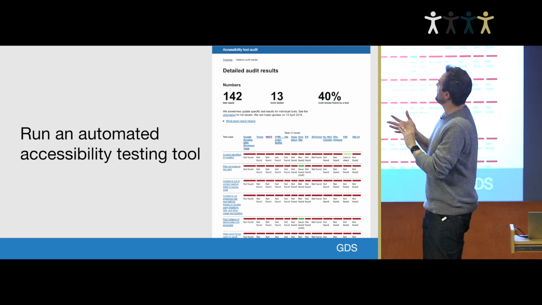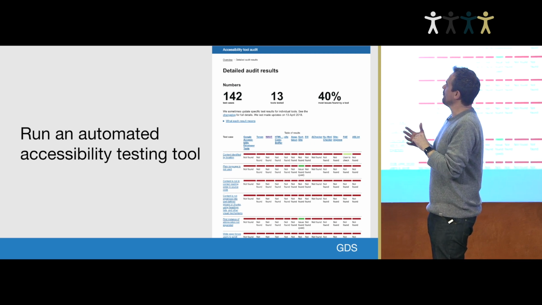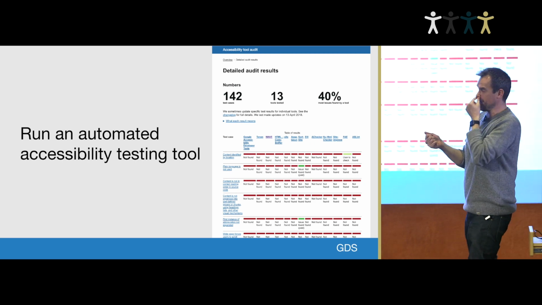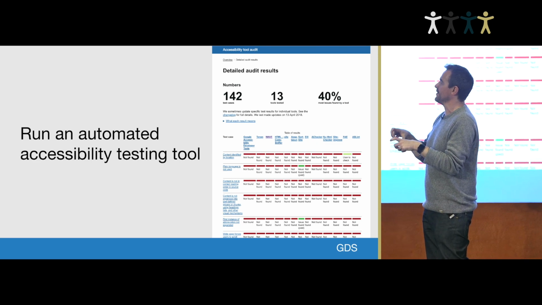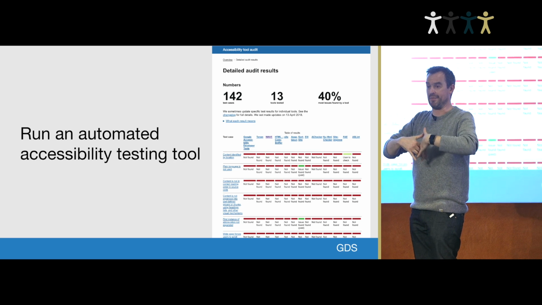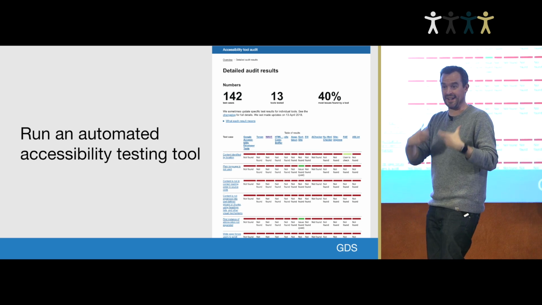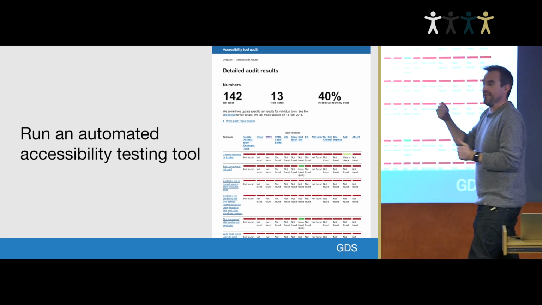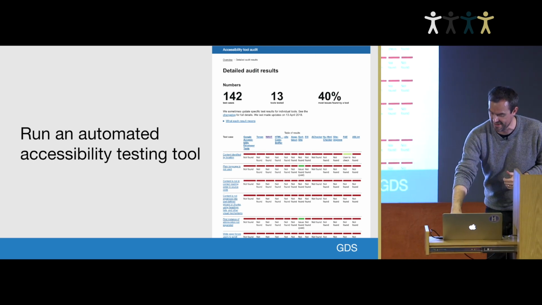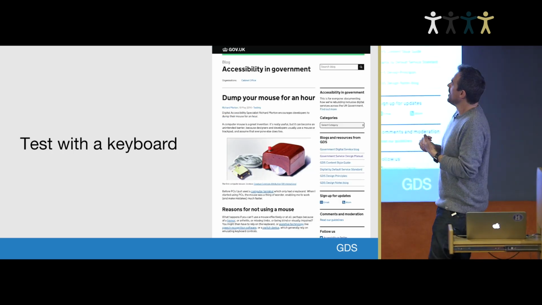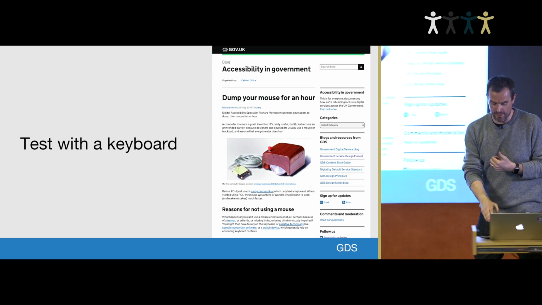Some of the other things that we do is run automated accessibility testing tools. Automated testing tools aren't very good at telling you if something is truly accessible, but they're really good at finding some of the common code problems that mean your code won't be compatible with assistive tech. We also make sure that we test with a keyboard.